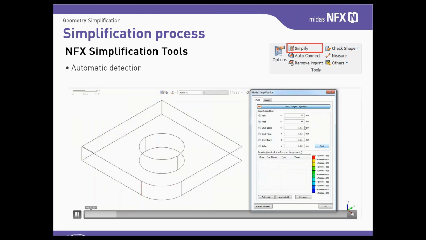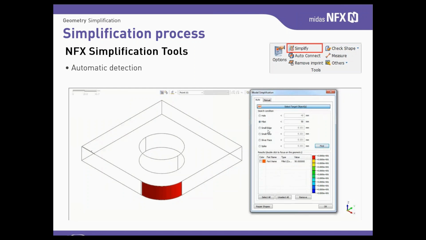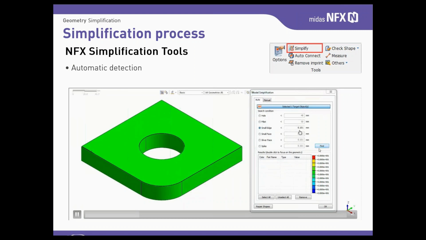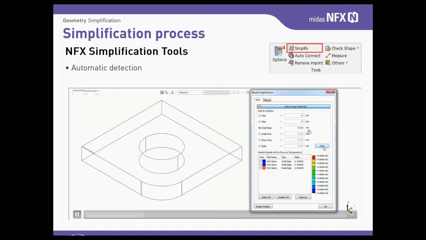I can get information under results. If I type more than 50, it will always also give this value. So small edge is the next feature. So 0.1 millimeter.